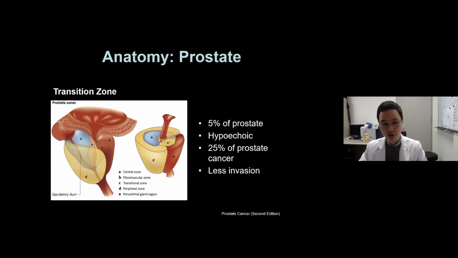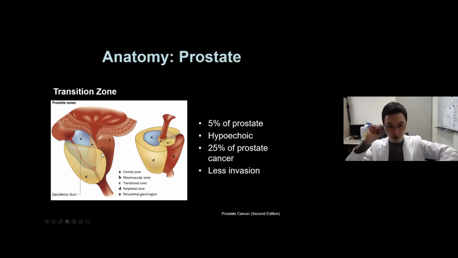The third is the transitional zone. You can find in here, the C is the transitional zone. And it actually covers the urethra. It surrounds the prostatic urethra. And it accounts for less than 5% of the normal prostate gland.